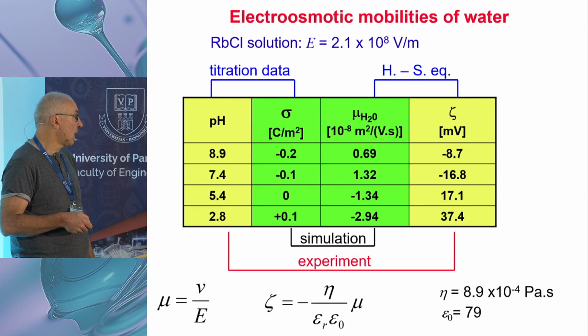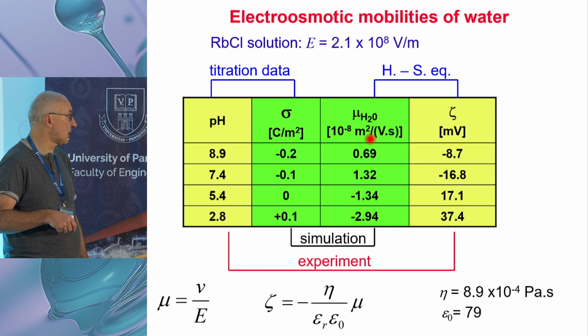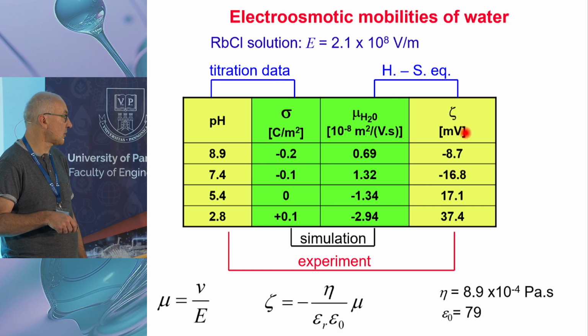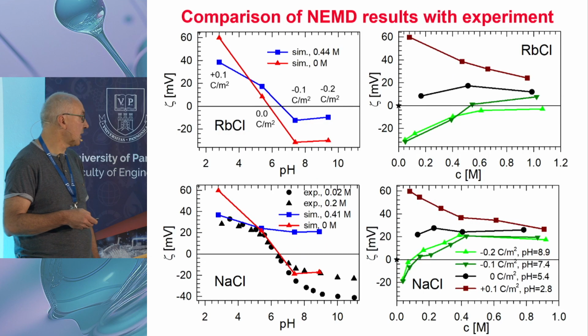And we can then report the results, and we directly measure the mobility as a function of the surface charge, but the experimentalists as well as us convert the mobility to zeta potential. The experimentalists directly measure the pH. We used the pH titration data to convert the surface charge to pH. So we can report, like in the experiment, zeta potential as a function of pH. And here is the result.